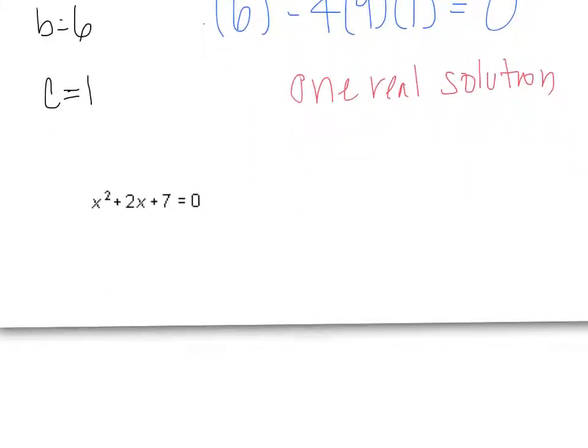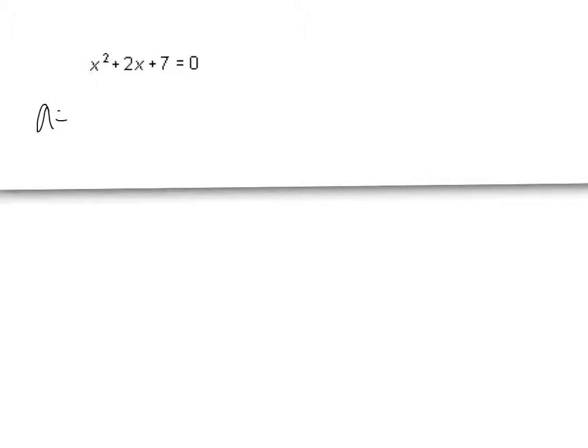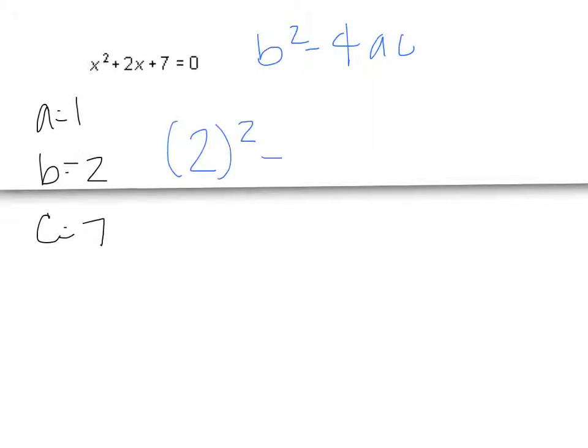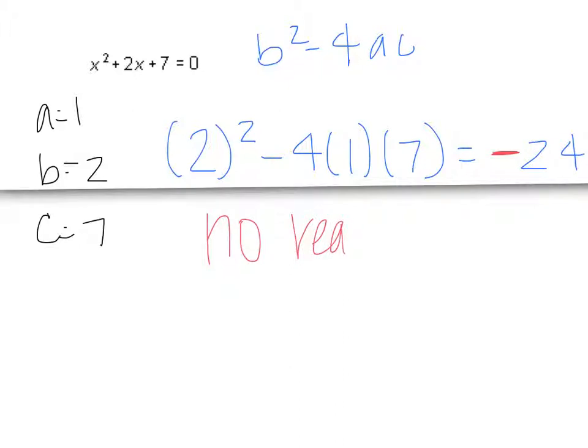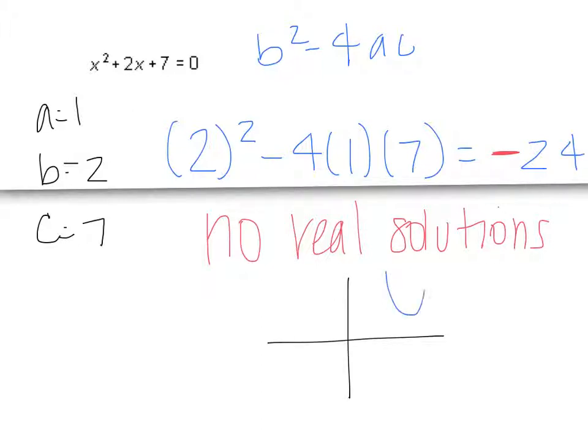And our last problem, same thing, we're going to do A, B, and C. So A is 1, B is 2, and C is 7. So our discriminant formula, b squared minus 4ac. So that's going to be 2 squared minus 4 times 1 times 7. When you type all that in the calculator, you're going to get negative 24. So this number, because it was negative, that tells us that there are no real solutions. So this particular problem, that means when we graph it, it's going to look like this. It's never going to touch the x-axis. So there's no real solutions.